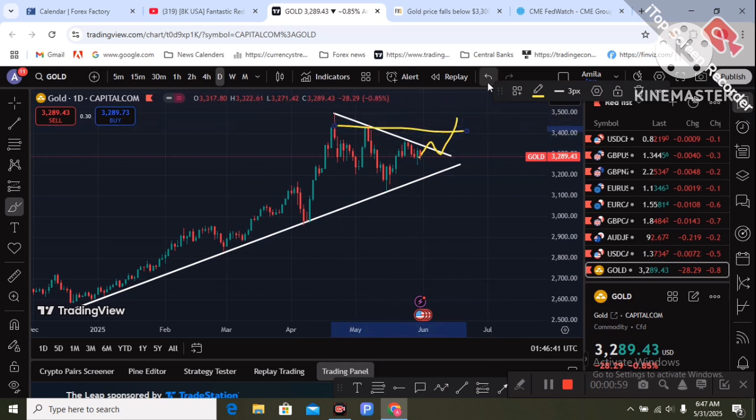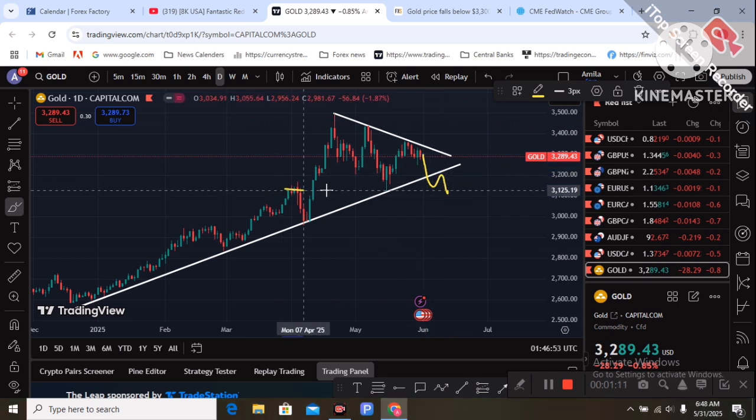So the upside target is 3400, which is the resistance level. That's the daily chart. For the below target, price breaks out of the below trend line and retests, and the below target is 3100. So those are the two scenarios that can happen next week.